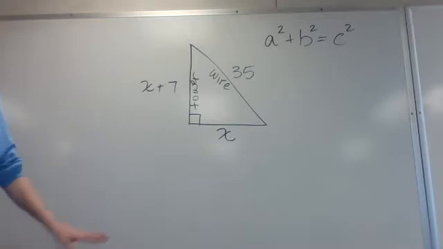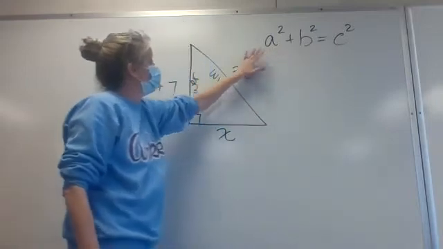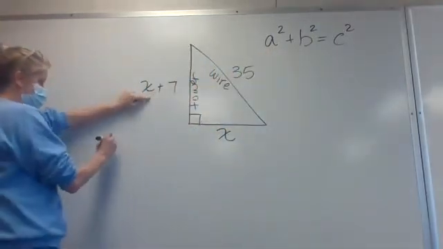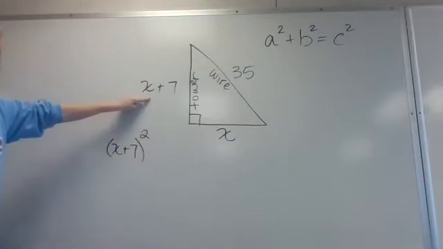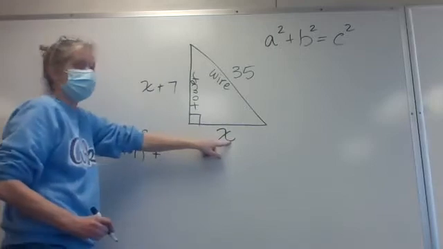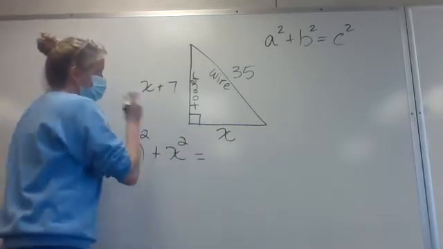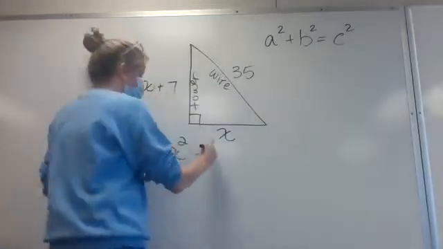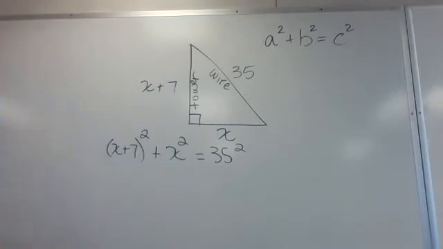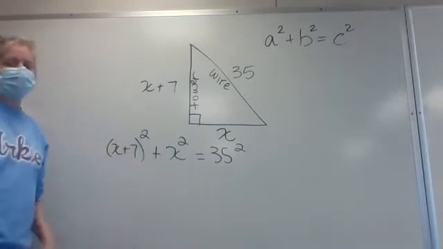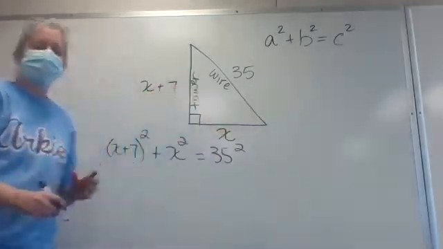So now that I know that, let's set these up according to the Pythagorean theorem. So here's my A and B. So I have what? X plus 7. And what do you have to do to everybody? Square them. Plus x squared equals the C side, which is 35 squared. So let's see what we get from this. How do I find out what x plus 7 squared is? FOIL. I'm going to have to do x plus 7 times itself.